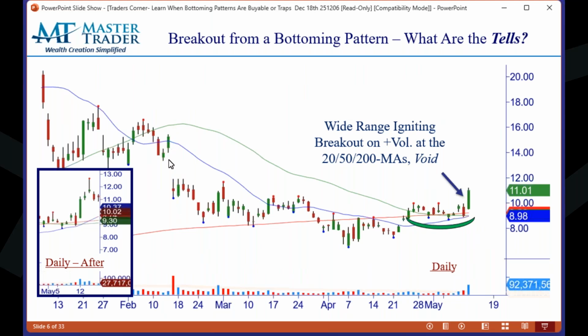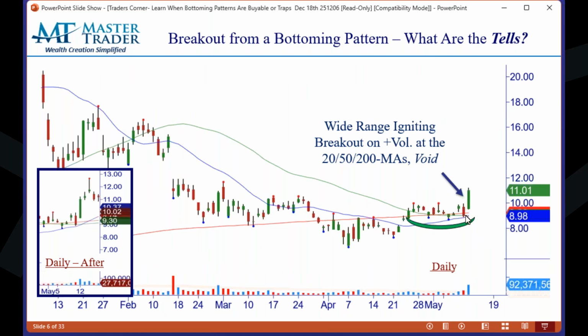So here's where it broke down. And here's where it's rebuilding over time. So the entry on this is over the red bar. Share size it with your stop loss under the low of this red bar and manage in between.